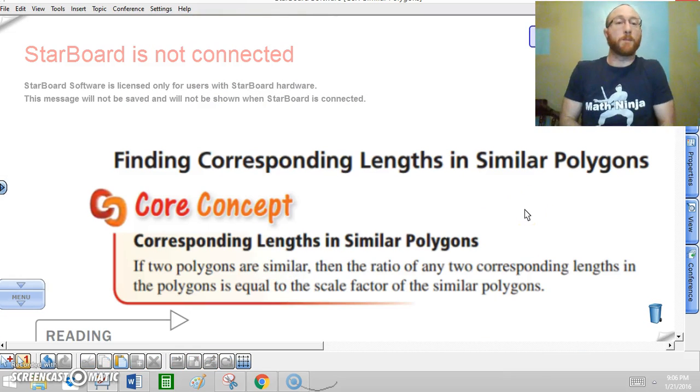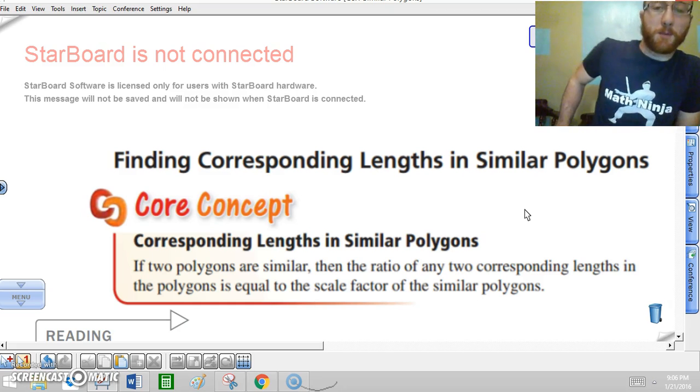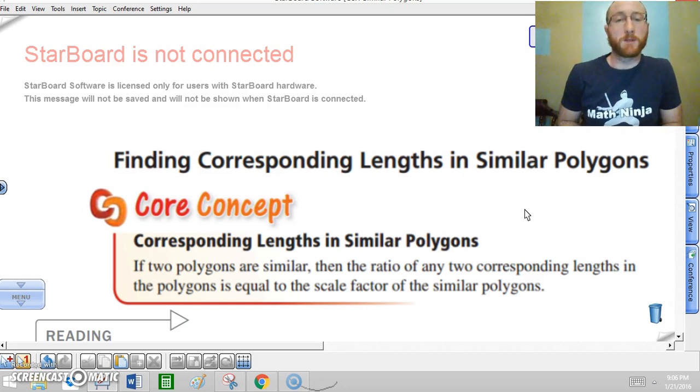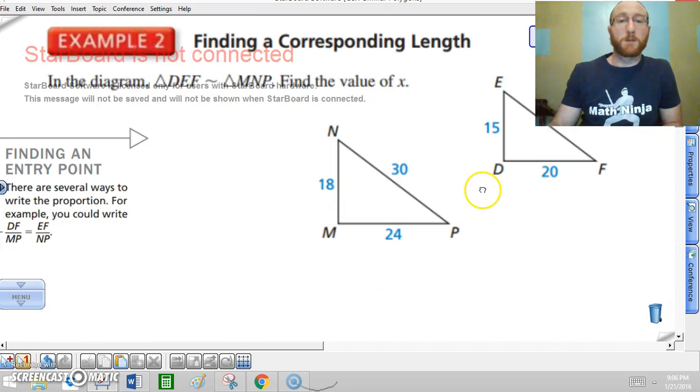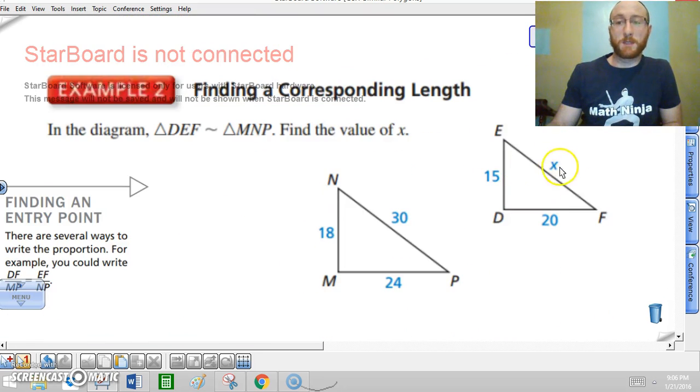Now the cool thing, the corresponding lengths in similar polygons: once we know two polygons are similar, any two corresponding lengths are going to be equal to the scale factor of the similar polygons. That means not just side lengths, but altitudes, medians, mid-segments, and other pieces like that. So we're going to use that to find this missing side X over here.